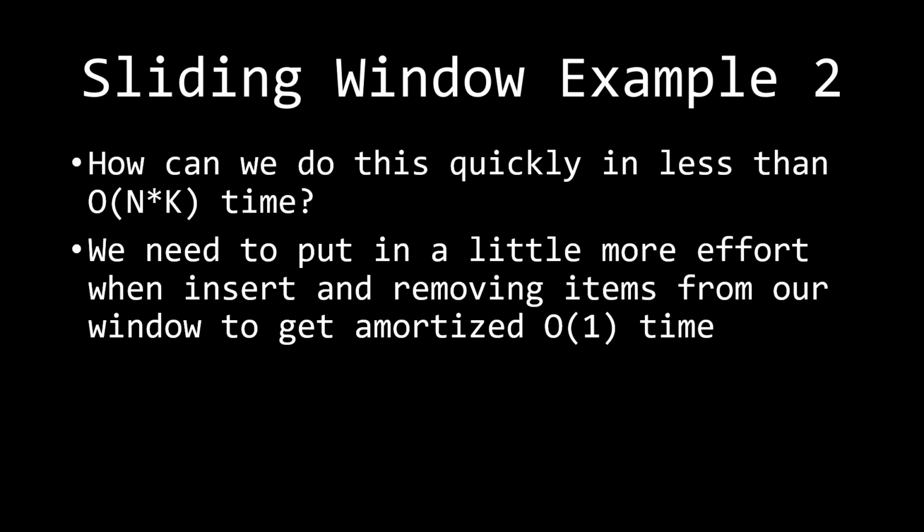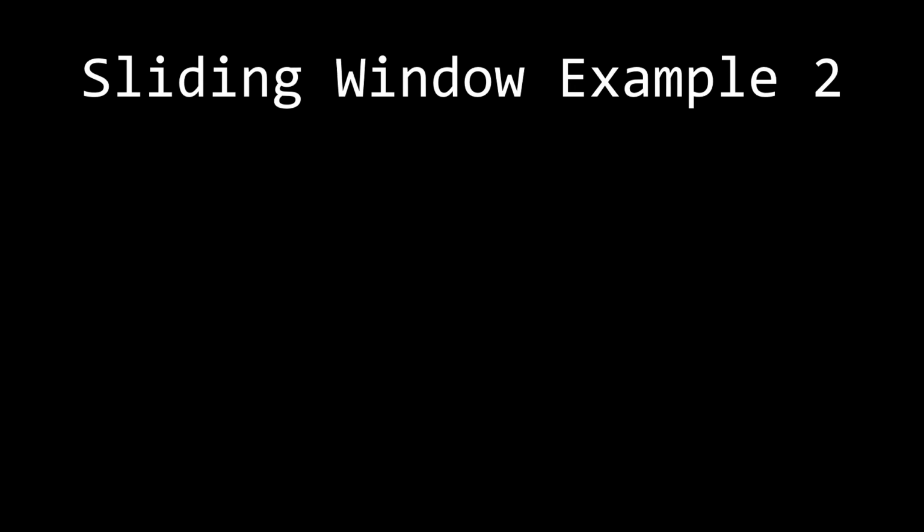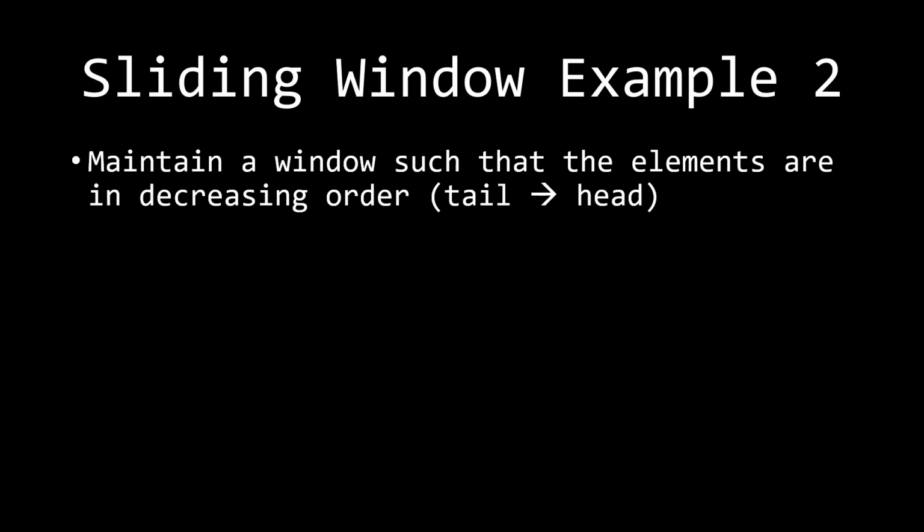So we just need to put in a little more effort, and we're going to look at how we might do this. What we're going to do is maintain a window such that the elements are in decreasing order. So what does that mean? Well, it means that the left side of the window is always going to be a large value, and then it's going to slowly get smaller and smaller from the tail to the head. So that's from the left to the right.